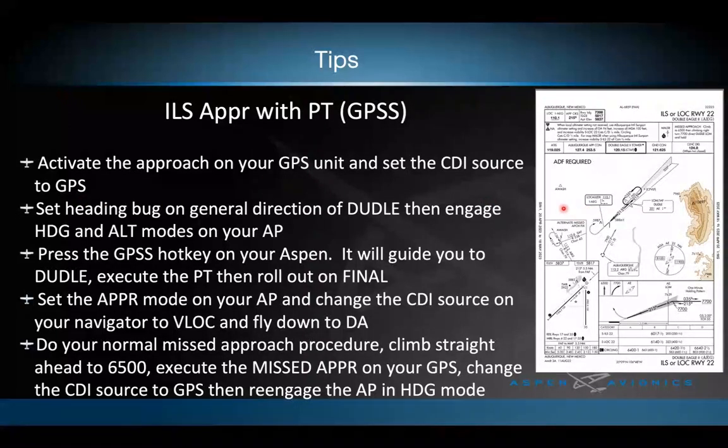So imagine you're over here somewhere and you're cleared direct Dudley for the ILS 22 approach. So you go in your GPS unit, whether it's Avionics, Garmin, we don't care. You load the ILS approach, and you select CDI source on the GPS to GPS. Now you're going to set your heading bug in the general direction of Dudley, engage heading mode on your autopilot, and you're cruising along. Then you press the GPS hotkey on the Aspen.